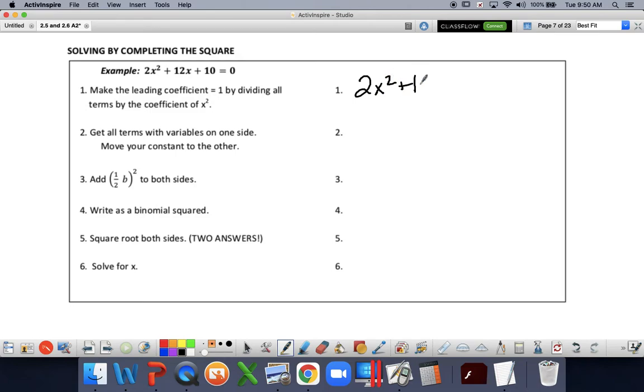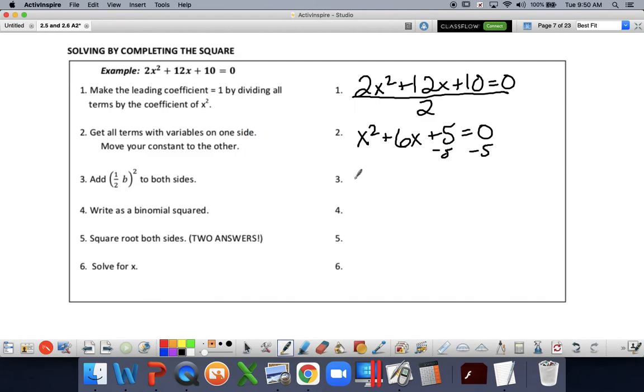So I've got 2x squared plus 12x plus 10 equals 0. The first thing I need to do is divide everything by 2. And I get x squared plus 6x plus 5 equals 0. The next step is to get all terms with variables on one side, and move the constant to the other. So I'm going to subtract 5 from both sides. And when I do that, you'll notice I'm going to leave a little bit of space here.